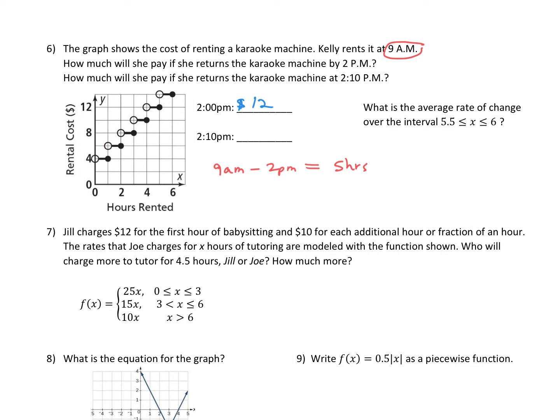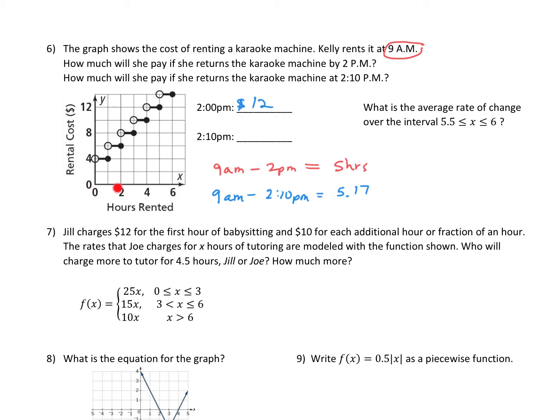All right, so what if they return the karaoke machine at 2:10? So how many hours is it from 9 a.m. to 2:10 p.m.? It is 5 hours and then 10 minutes out of 60. So let's just say 5 and 1/6 hours, that's about a 0.17. So let's go to the x-axis to a 5.17.